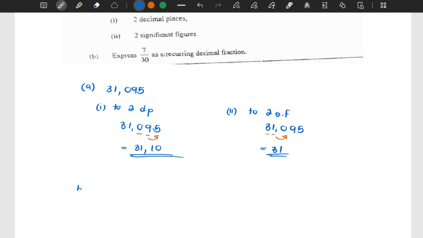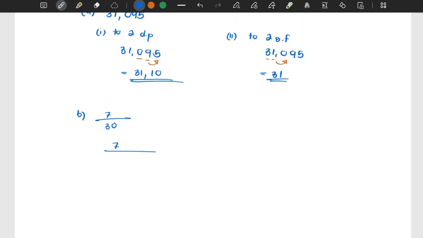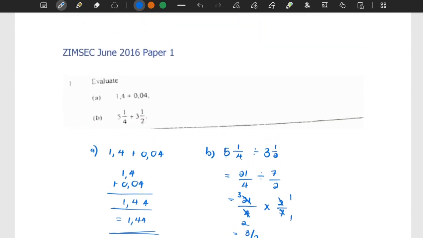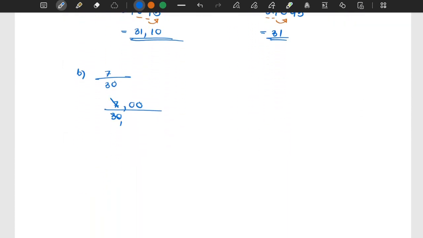Right. And then part B says 7 over 30 is a recurring decimal. So we have 7 over 30. This is paper 1, so no calculator. So 30 into 7, that's 0, remainder 7. 30 into 70, that is 2, remainder 10. 30 into 100, that is 3, remainder 10. Into 100, that is 3, remainder 10. So if you can see this, it's starting to repeat.